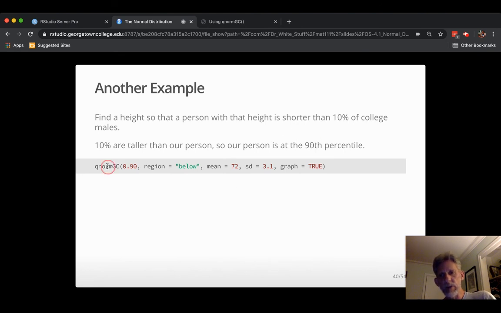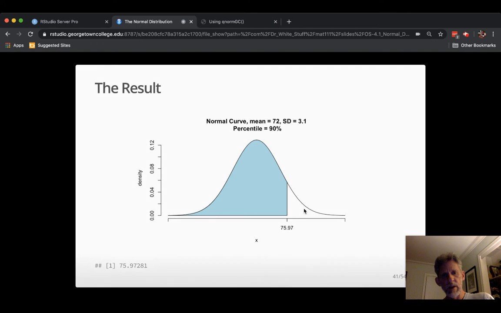And so you could say qnormGC, percentile is 0.90, region is below. Same mean, same standard deviation, and ask for a graph. And you get this result. The 90th percentile is 70.97 inches. In the console in our studio, it'll give you a little bit more precise figure if you like.